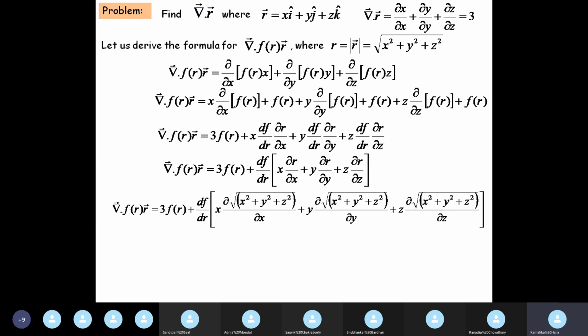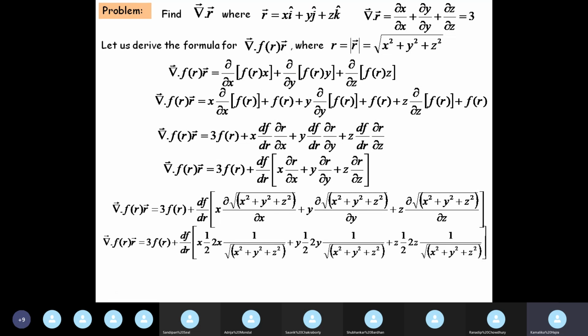So now we have 3 f(r) and df/dr. Inside we therefore have x multiplied by ∂/∂x of root over x square plus y square plus z square, plus y multiplied by ∂/∂y of this, and z multiplied by ∂/∂z of this. Now this you have already done while doing the gradient portion. So we have 3 f(r) plus df/dr into x, then for this derivative we have half into 2x into 1 by root over this. Similarly for this term, and similarly for the third term.